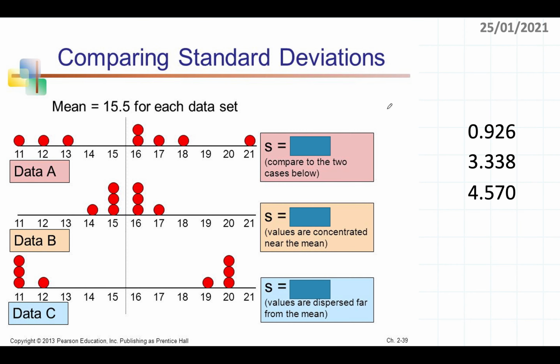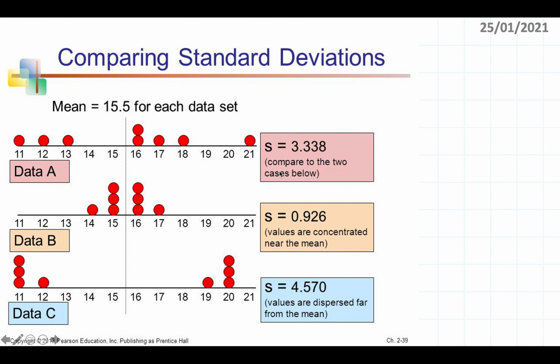Now, comparing standard deviations, if you have all these data sets and they all have the same mean, you'd notice how differently spread out the data is. If you look at these values for standard deviation, you can tell which one it relates to. The smaller the standard deviation, the closer the data is to the mean. That's how we describe it. The closest one seems to be data B, so that seems to be what 0.926 is. And the most spread out seems to be data C, so that's what 4.57 seems to be. So we can look at this.